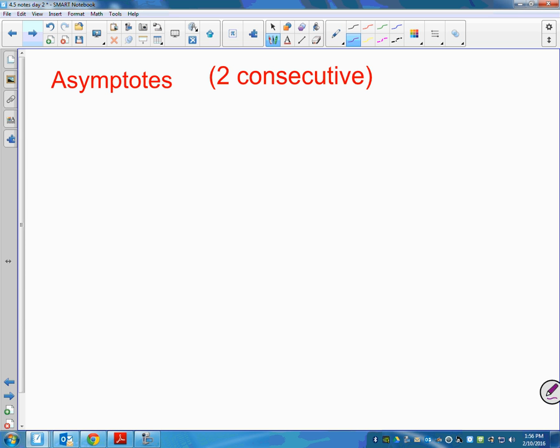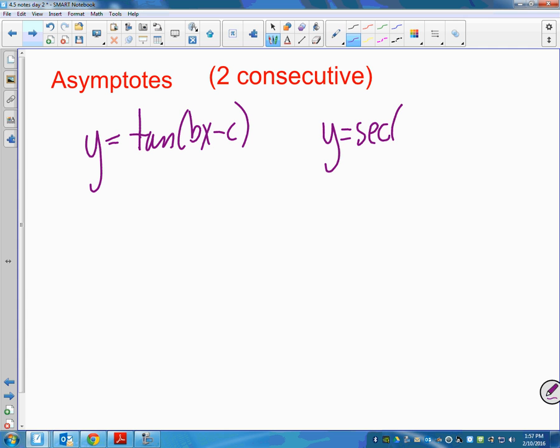So sometimes it seems kind of overwhelming, how do I remember all these asymptotes, but it's all about whether sine's in the bottom or cosine's in the bottom. So tangent and secant will always have the same asymptotes. So if you have y equals tangent of bx minus c, or you have y equals secant of bx minus c, if I want to find two consecutive asymptotes, these are always going to have the same two consecutive, and then you just solve it.